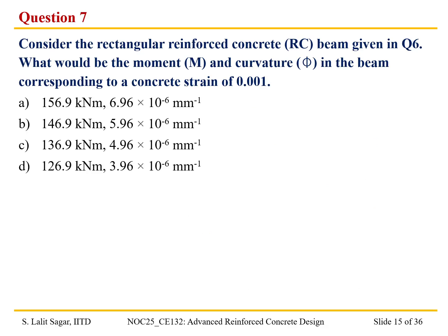Now, the next question: for the rectangular RC beam given in question 6, what would be the moment and curvature corresponding to a concrete strain of 0.001? Kindly take a few minutes and let me know what would be the correct response.